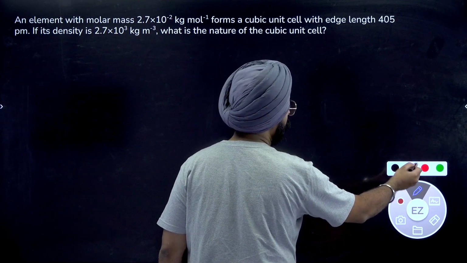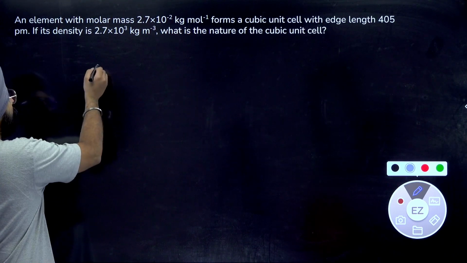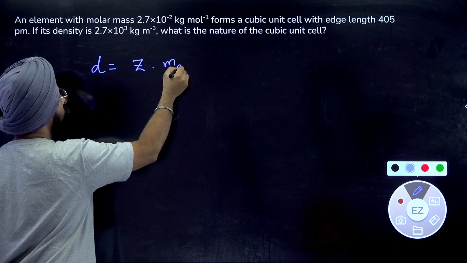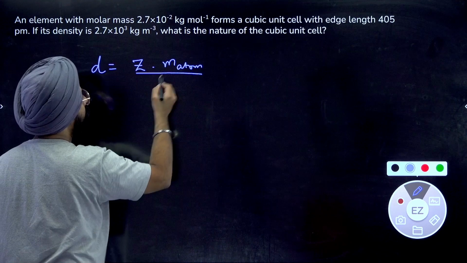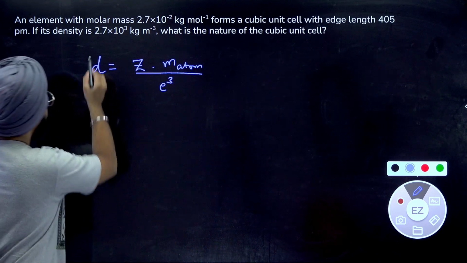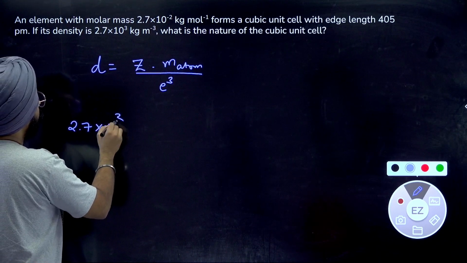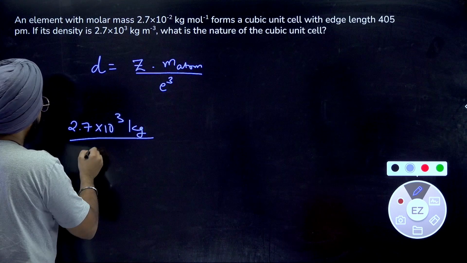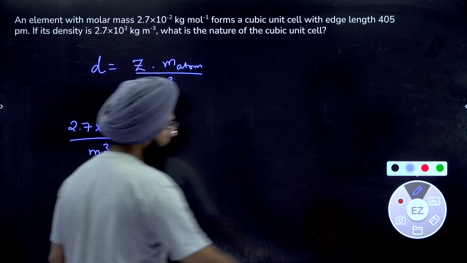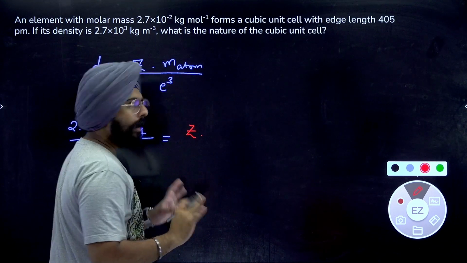Let's solve it via density because density is given. So my dear friends, I can say that density is equal to the rank into mass of 1 atom divided by edge length cubed. Let's write it down. Density is given as 2.7 into 10 raised to the power 3 kilograms per cubic meters. This will be equal to Z, which is something that we don't know. Z is the rank.